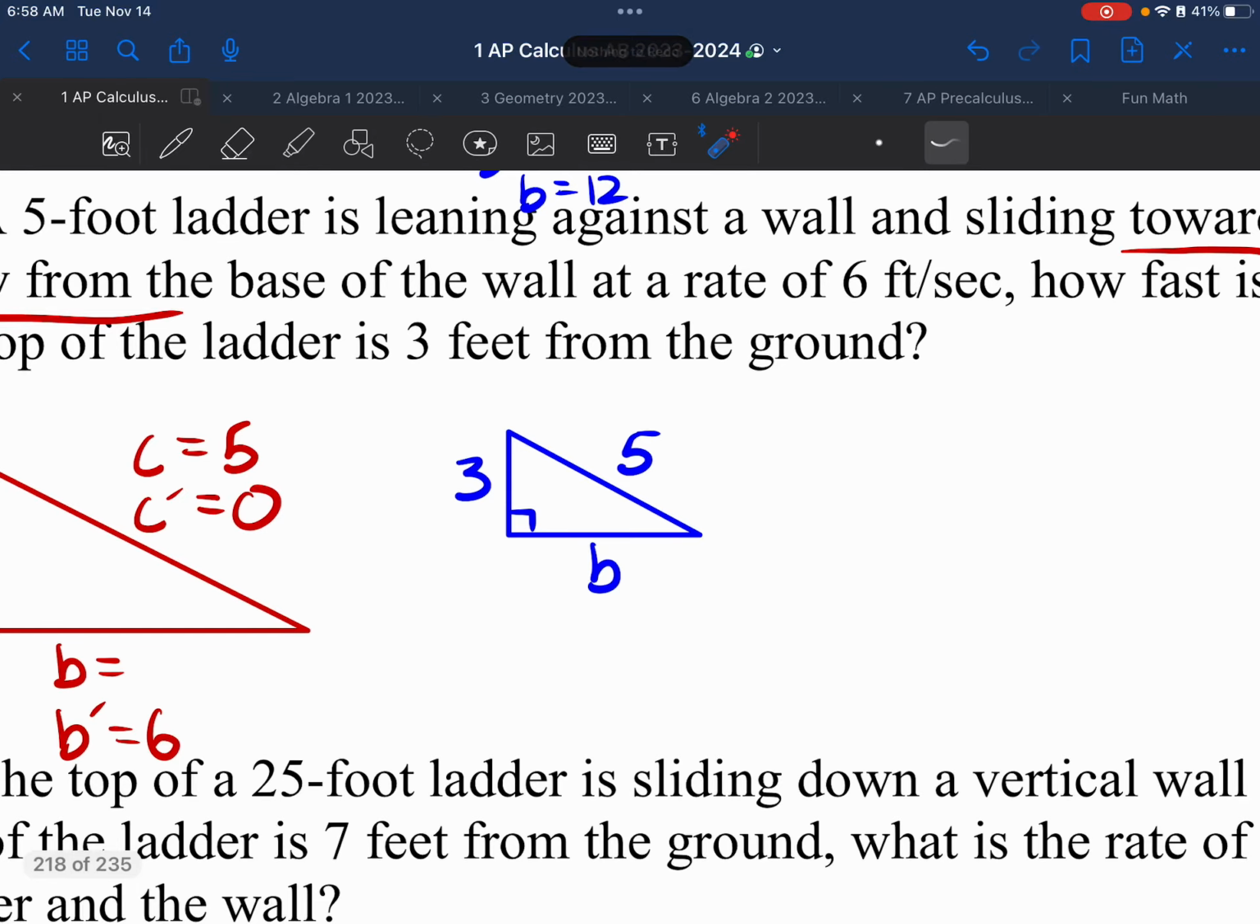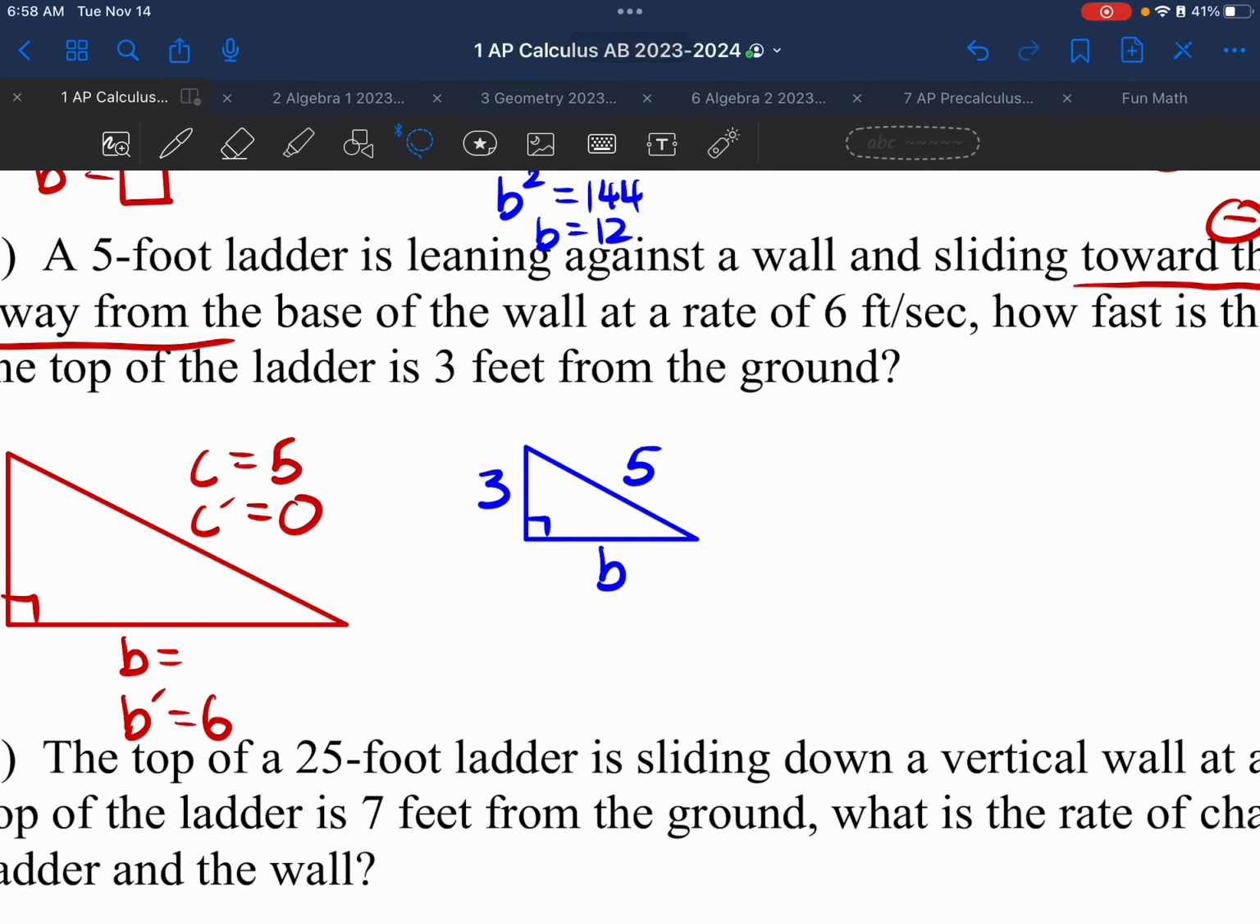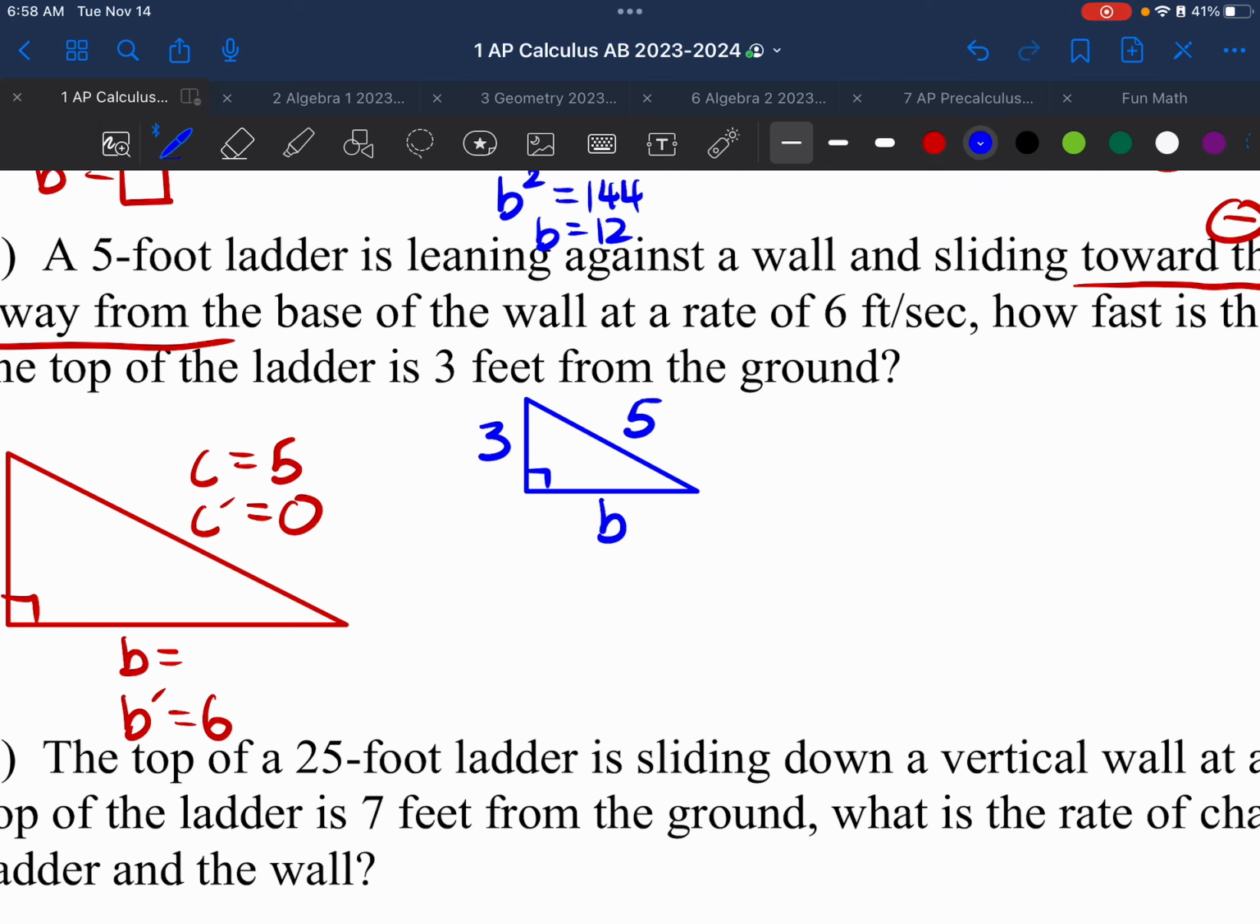I'm just going to make a note here in case people only look at the static answer key. I'm going to say this is a Pythagorean triple, which you have to have memorized. Therefore, b is equal to 4.